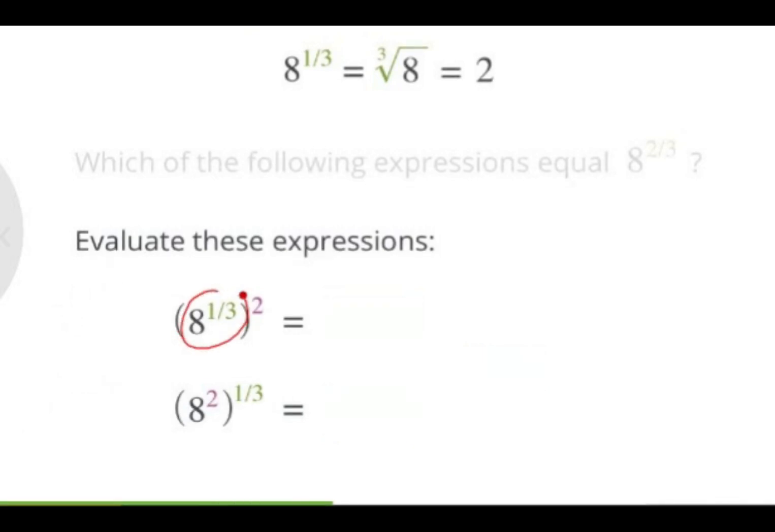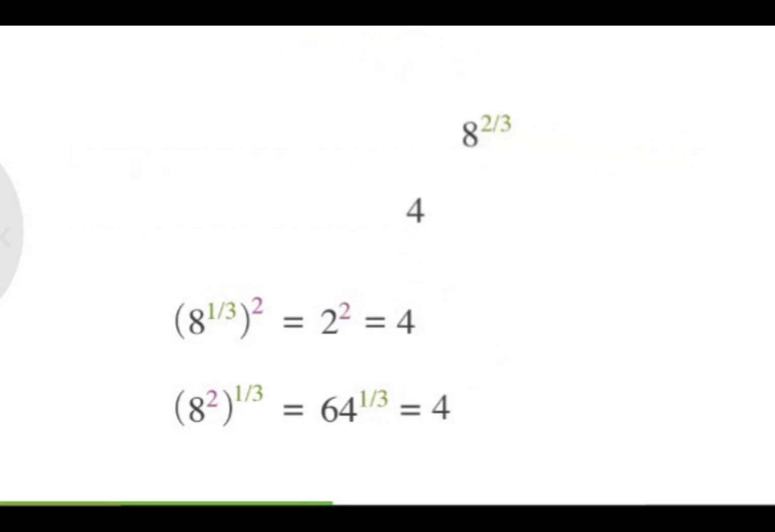Nicely done. 8 to the 1/3 is 2, so this is 2 squared, or 4. And down here, 8 squared is 64, and 64 to the 1/3 is the cube root of 64, or 4. So great! Both of these expressions give you the same result, just as you'd expect. And that means 8 to the 2/3 equals 4.